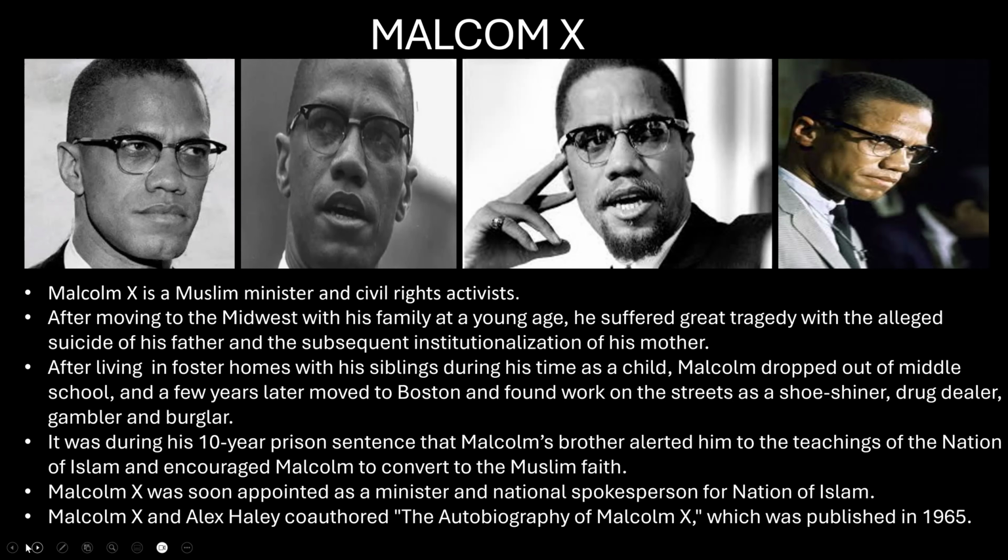It was during a 10-year prison sentence that Malcolm's brother alerted him to the teachings of the Nation of Islam and encouraged Malcolm to convert to the Muslim faith. Malcolm X was soon appointed as a minister and national spokesperson for the Nation of Islam. Malcolm X and Alex Haley co-authored The Autobiography of Malcolm X, which was published in 1965.